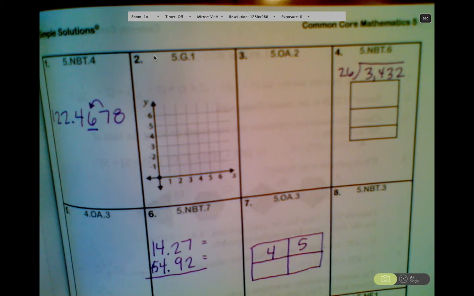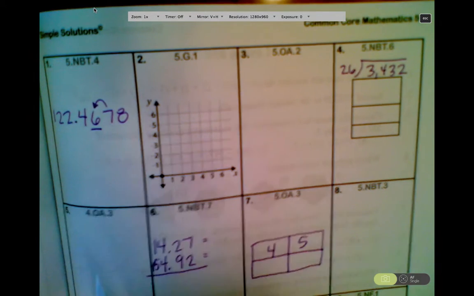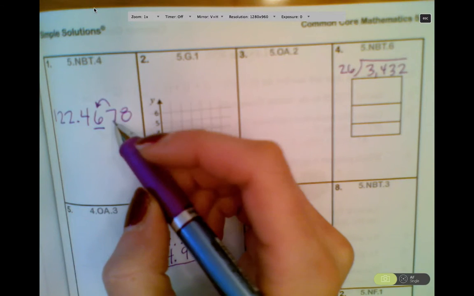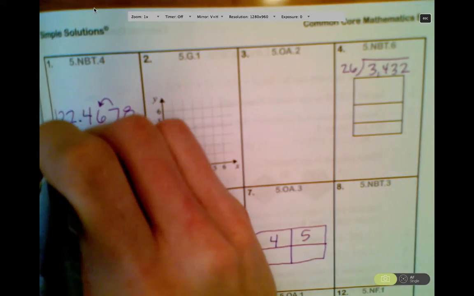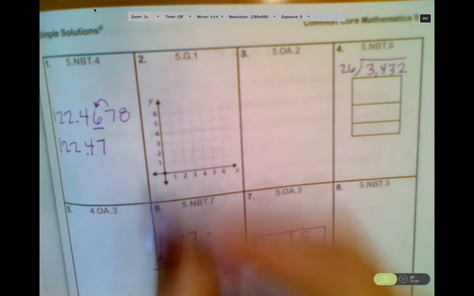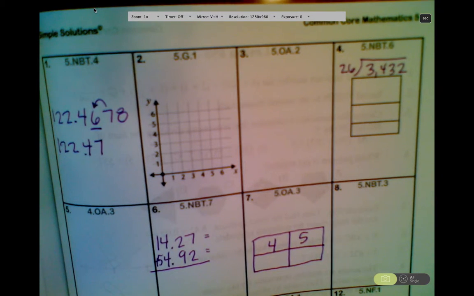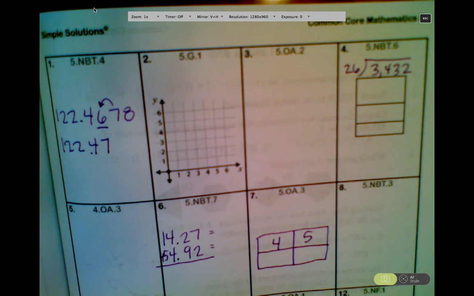Lesson number 57. Number 1, round to the nearest hundredth. The 6 is in the hundredths place. I look at the 7. It tells it to bump up to a 7. Everything before it stays the same, and after it becomes a 0. So it's 122 and 47 hundredths.